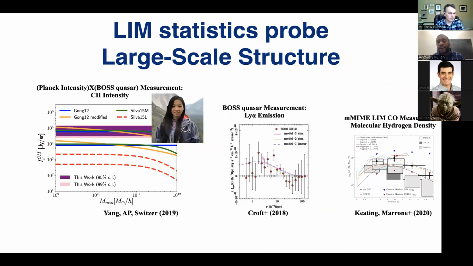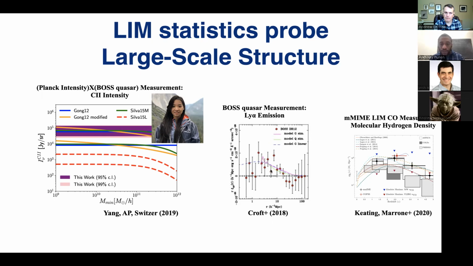So I just wanted to highlight 3 measurements that have been done. There are line intensity mapping measurements that have been done previously. Of course, I'll highlight Shang-Chi Yang's measurement, which she did while she was in my group at NYU, where we constructed a limit on the C2 intensity. That's this purple line here, where the y-axis is intensity, and over plotted on here are some models of ionized carbon emission, which vary depending on the minimum halo mass that you assume for star formation.